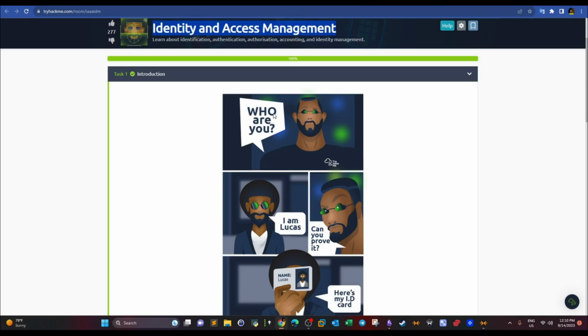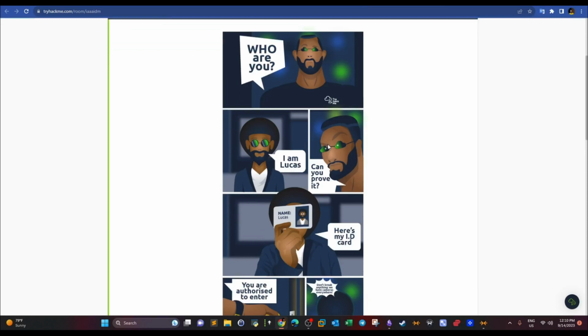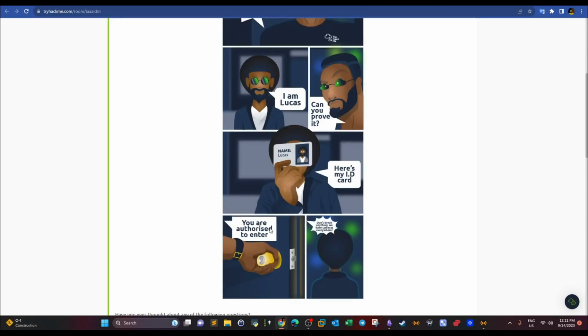It's asking you, who are you? And you, as the person who's trying to get access to some area, are answering with your name. I am Lucas. And here the security guard is telling you, how can you prove it? And then you're pulling out your ID card that states your name. And then after the bodyguard has identified and authenticated you through your name and through your ID card, he has actually authorized you to get access to wherever you're trying to get access.